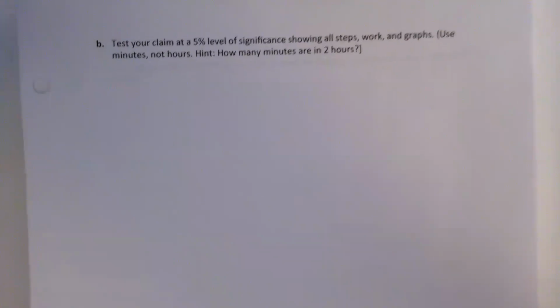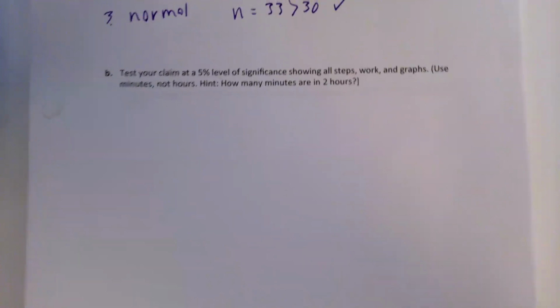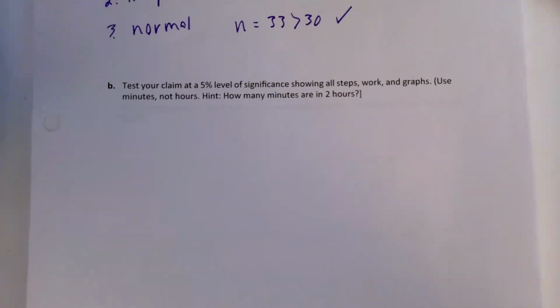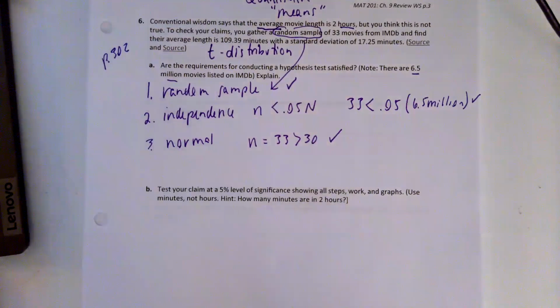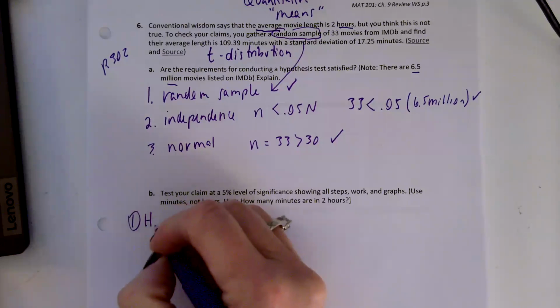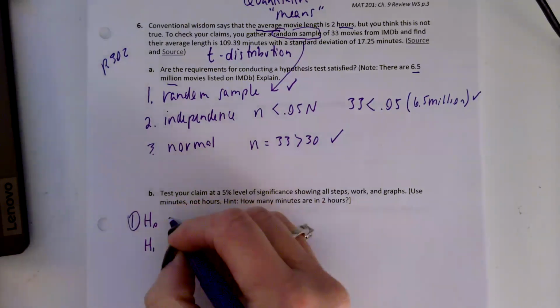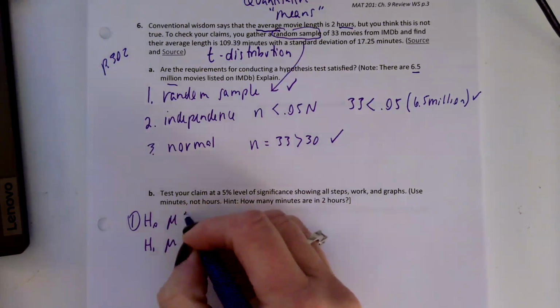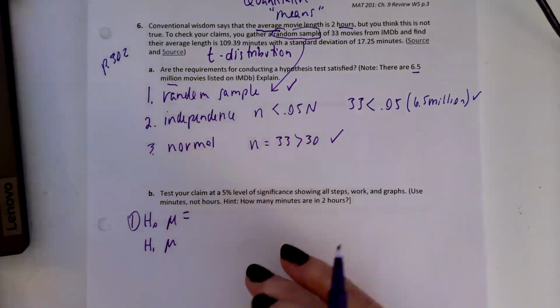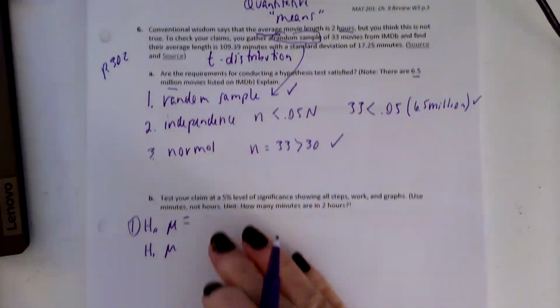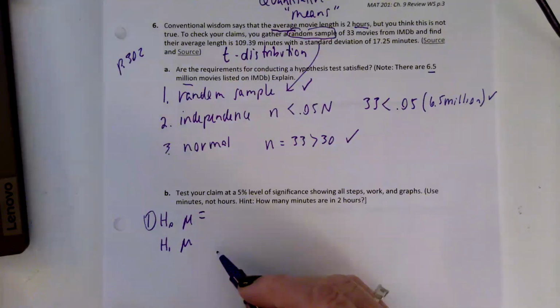Okay. Part B is asking us to test our claim at 5% level of significance, showing all steps working graph. We're gathering all the information from up here. So our hypothesis, because it's means, we're using the mu symbol. H0 always has an equal. And the number that we're comparing is always the same in our hypothesis statement.